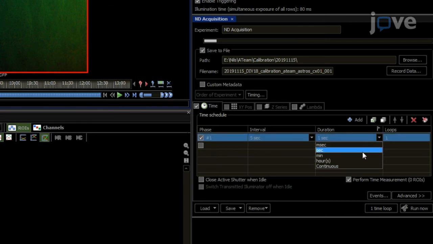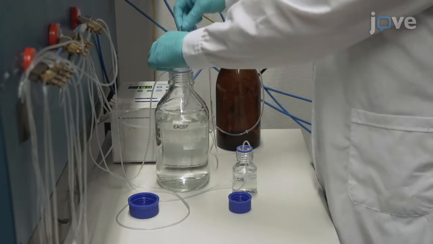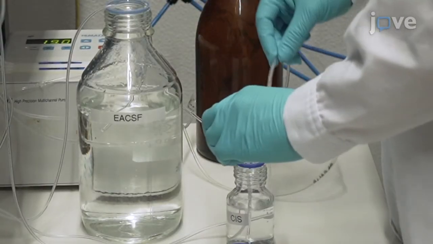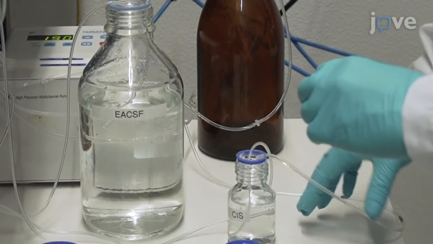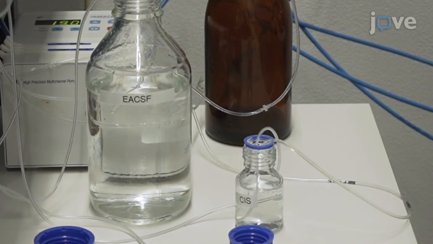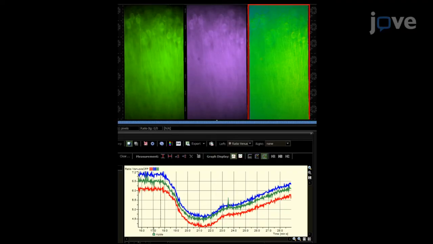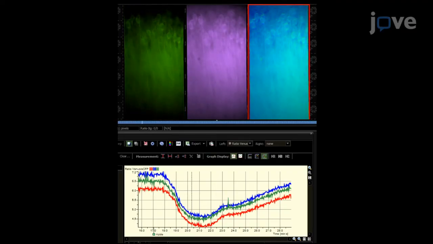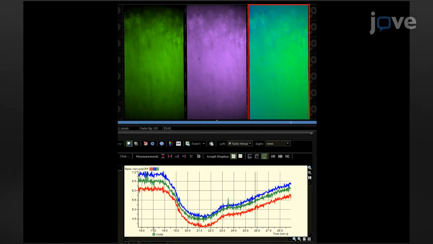Subsequently, start the recording. To induce changes in intracellular ATP, switch the perfusion tube from standard ACSF to a saline containing metabolic inhibitors, for example, chemical ischemia solution. Alternatively, use a saline with elevated potassium concentration at 8 millimolar to mimic release of potassium ion from active neurons.